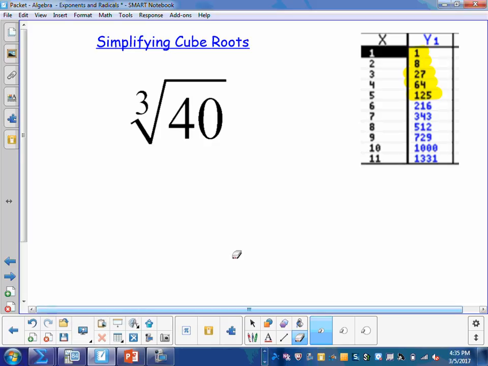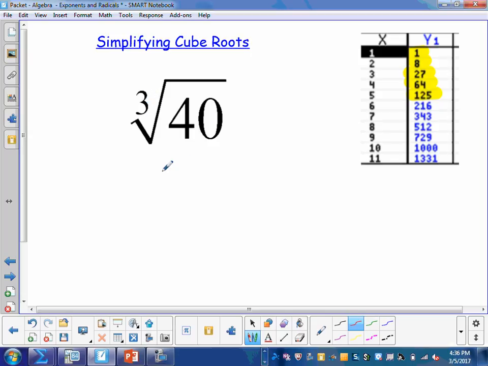Today we'll be simplifying cube roots. We'll be taking perfect cubes out from under the radical. And when we are working with the variables, we'll be taking groups of 3 out. So since it's the cube root, we have this little 3 here. It's called the index. It tells us what power we're working with.